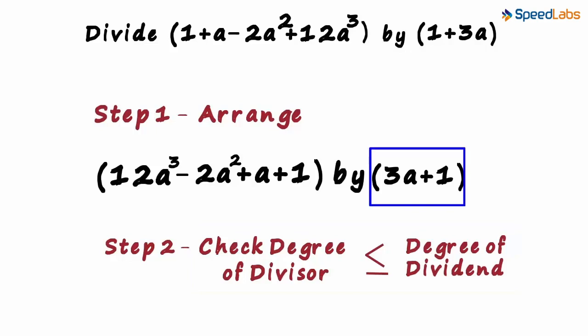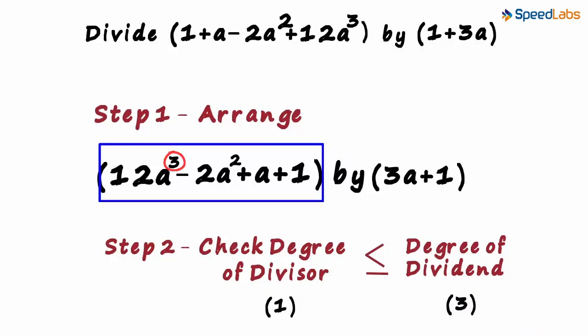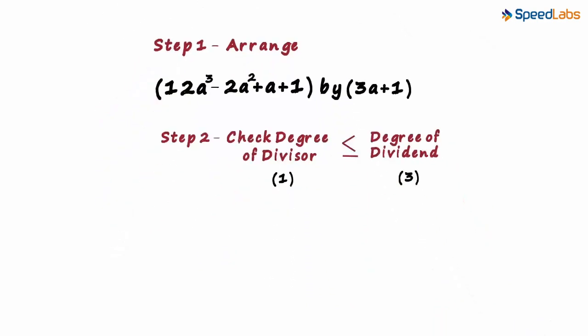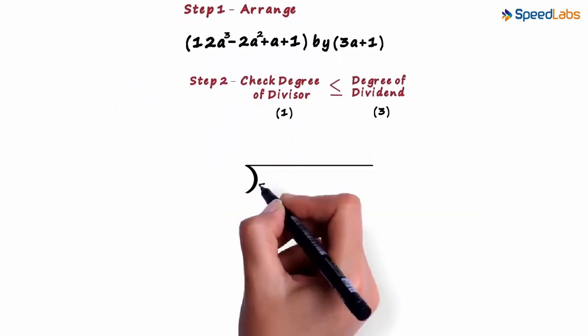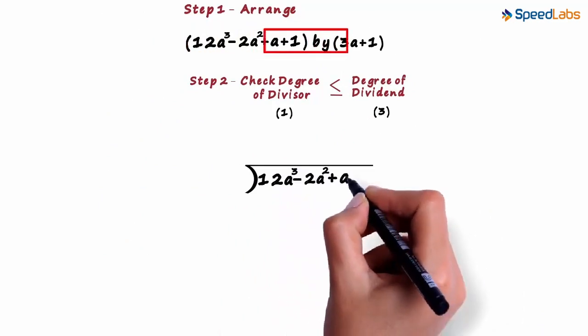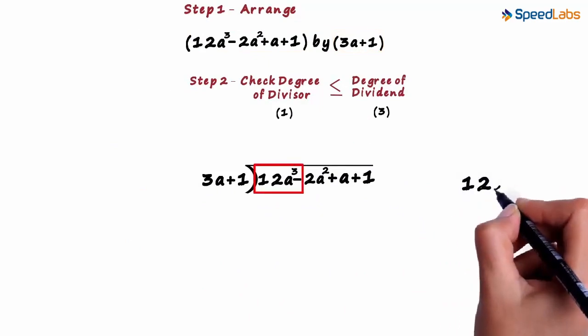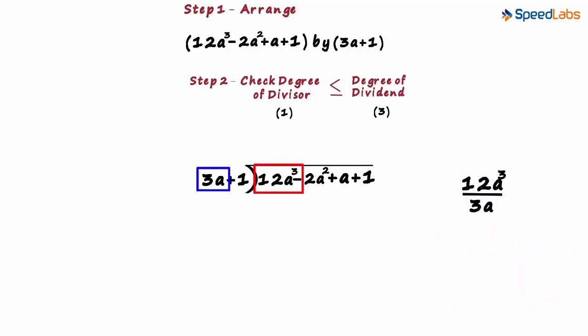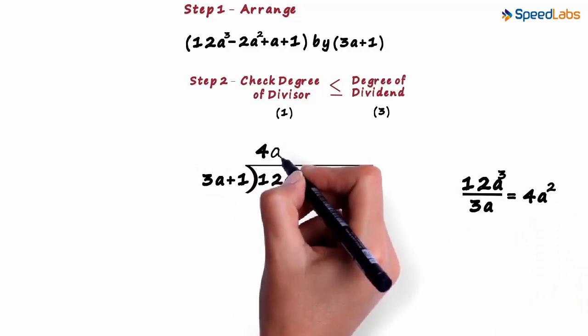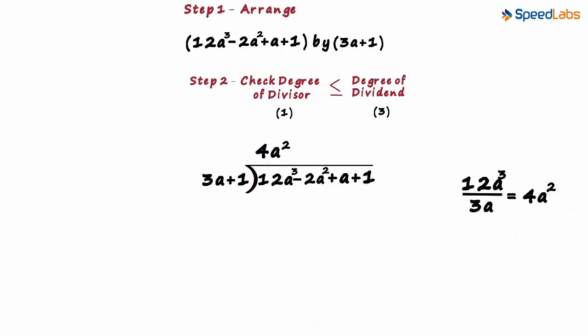The degree of the divisor is 1 and the degree of the dividend is 3. So we can proceed with the division. We write the dividend under this sign and the divisor to its left. Then we follow the steps we used in division of polynomials. Dividing the first term of the dividend by the first term of the divisor, we get 4a squared. This will be the first term of the quotient.